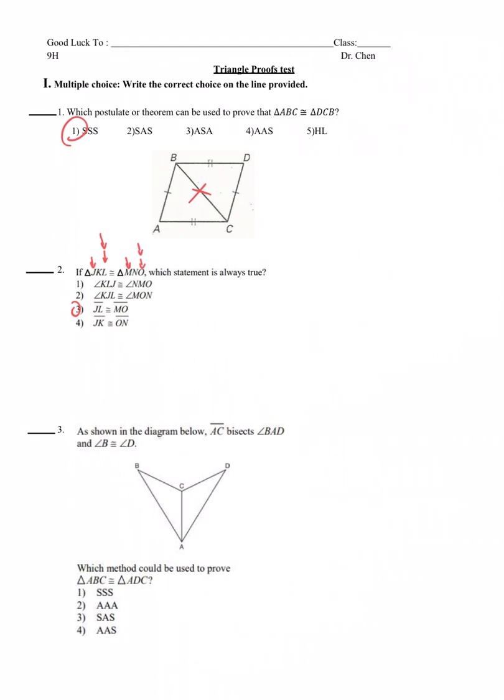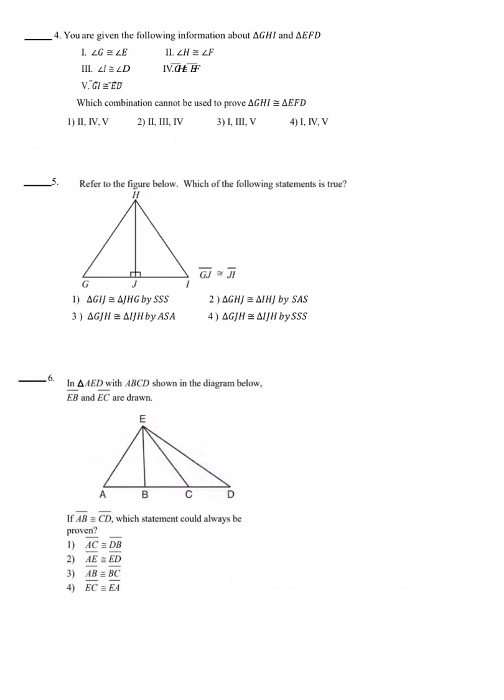For question 3, you have segment AC bisecting this angle. Therefore, those angles are congruent because an angle bisector splits an angle into two congruent angles. Reflexive, a gift. So the side is not included. Therefore, it's angle, angle, side.